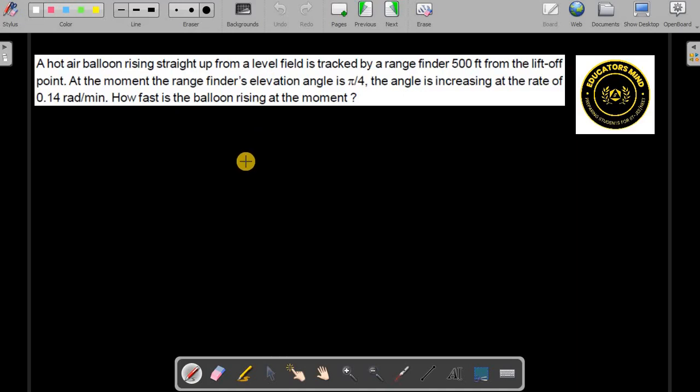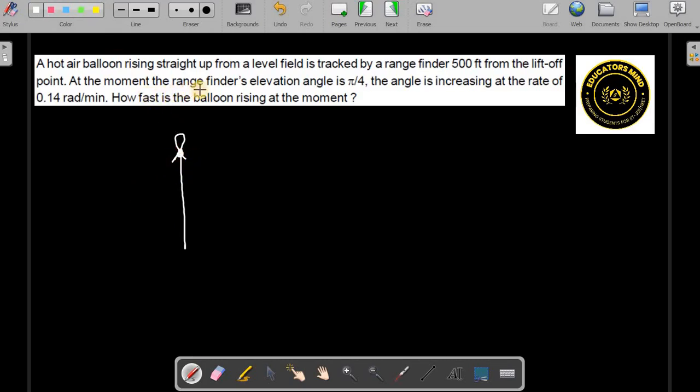At the moment the range finder's elevation is pi by 4, the angle is increasing at the rate of... How fast is the balloon rising at the moment? So we need to draw the diagram first of all. Consider that this is the height of the balloon at a particular point.